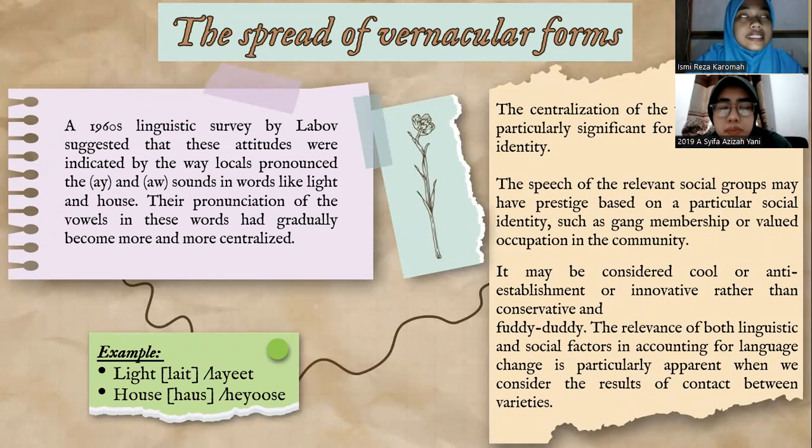So in the 1960s, a linguistic survey by Labov suggested that these attitudes were indicated by the way locals pronounce the A and OW sounds in words like light and house. Their pronunciation of the vowel in these words has gradually become more and more centralized. For example, light, they will pronounce it as laid, and house, they will pronounce it as heus. The position of the tongue at the start of the vowel had moved toward the center of the mouth.